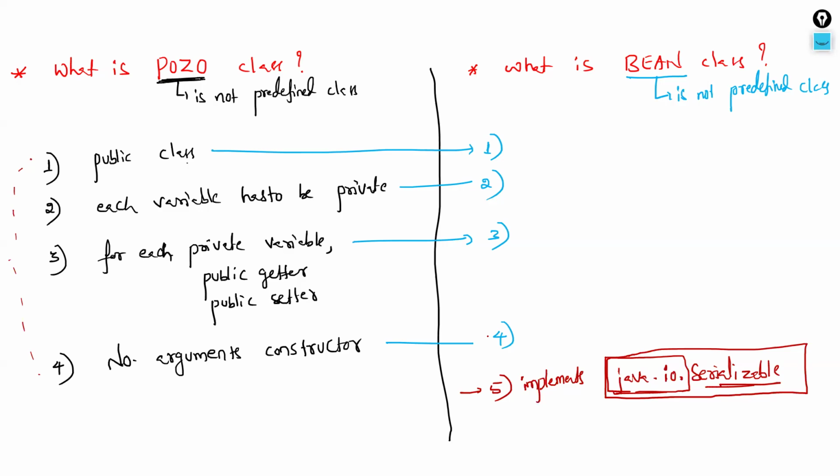This is associated with the encapsulation concept: a public class, private variables, public getters and setters, and a no-argument constructor. Clear?